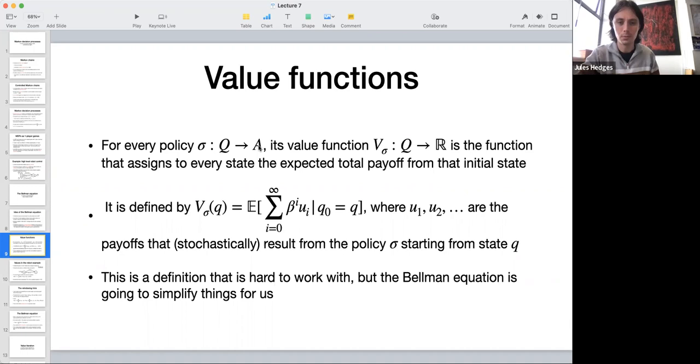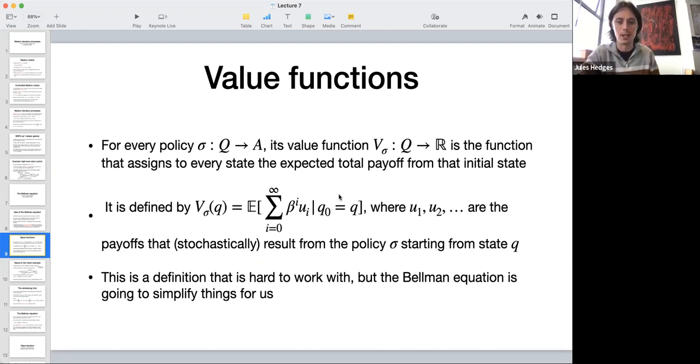Every one of these has an associated thing called a value function, which I call V sub sigma, which is a function from states to real numbers. This is going to tell us the total expected payoff that we get from executing the Markov chain to infinity while following the policy sigma. So its definition is, given an initial state Q, the expectation of this infinite discounted sum where the u_i are the payoffs that, stochastically, and then we take an expectation, result from following this policy sigma starting from the state where the initial state is Q.